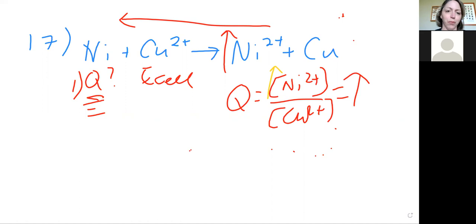But when I say shift backwards, it's still a galvanic cell. In my class, I like to say it's shifting less forward. So E cell is going to go down, but it's still going to be positive. That's why C is the correct answer. Q will increase because of the addition of nickel 2+. That's my stress. As a result, the reaction is going to shift backwards compared to a standard cell. In other words, E is going to be less positive than it would normally be. I hope that answers that question.